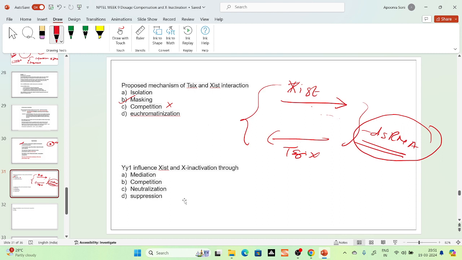So I'll just leave this question. The correct answer is A, which is mediation. But I don't see that I have that much time to explain this whole concept to you, so that you can understand why mediation is the correct answer. So I will just leave it.